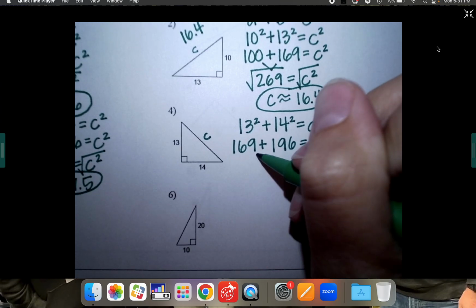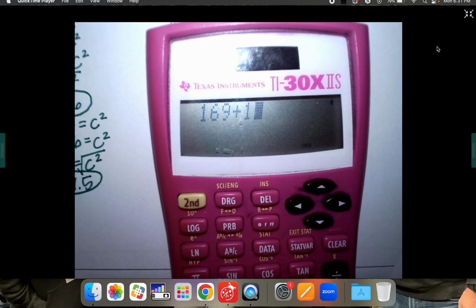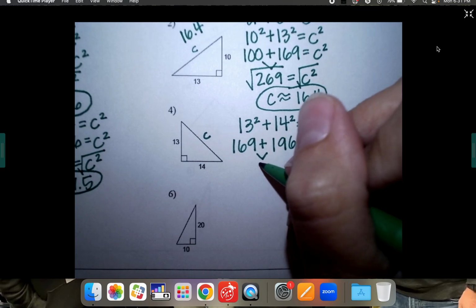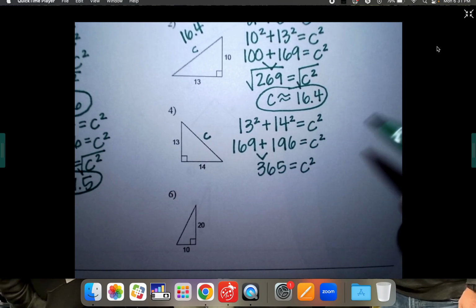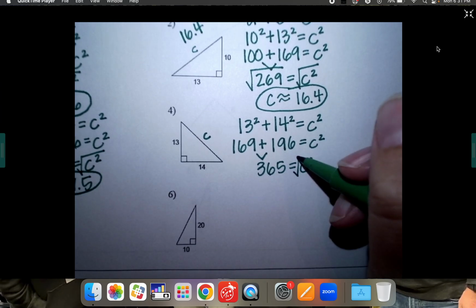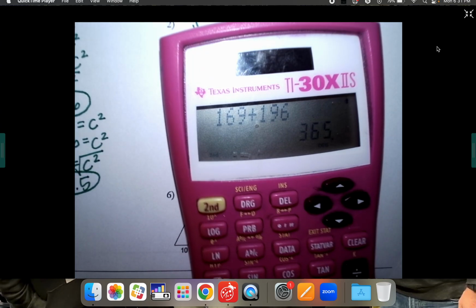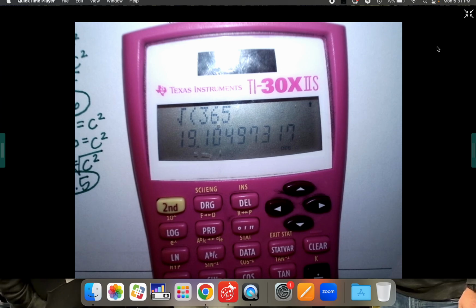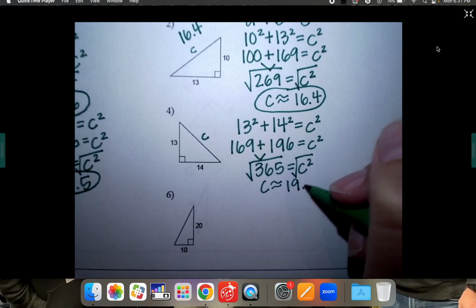So when I add those two together, 169 plus 196, it equals 365. And again, that is not the hypotenuse. That is what the hypotenuse squared is. So I need to unsquare it, which is called square root. The square root of 365 is about 19.1.